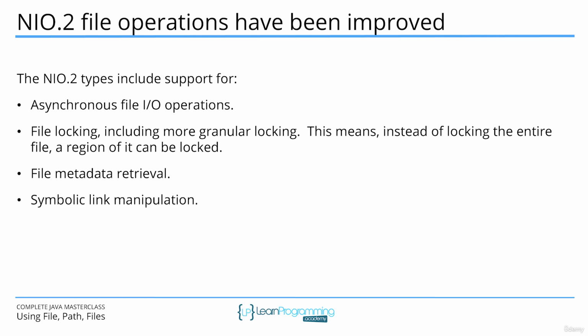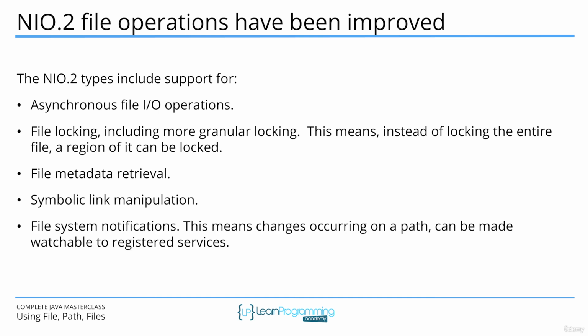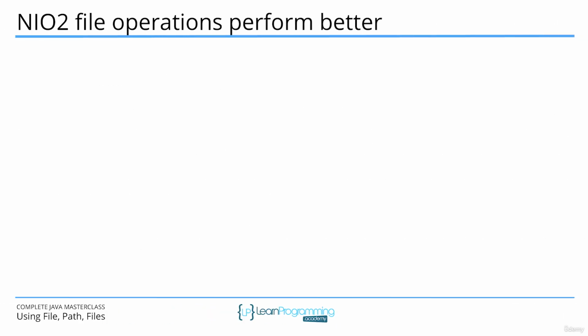Finally, the NIO2 types have support for file system notifications. This means changes occurring on a path can be made watchable to registered services. I plan to give you an example of this in the concurrency section of the course, where it should make more sense. The NIO2 types have been designed to be better performing.